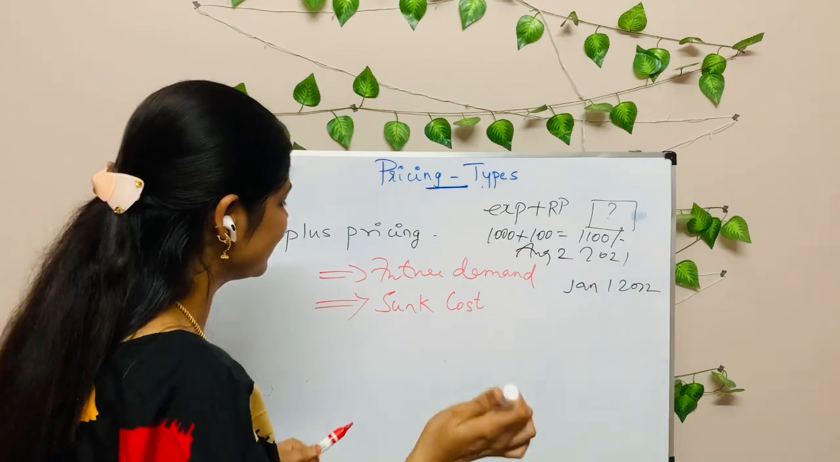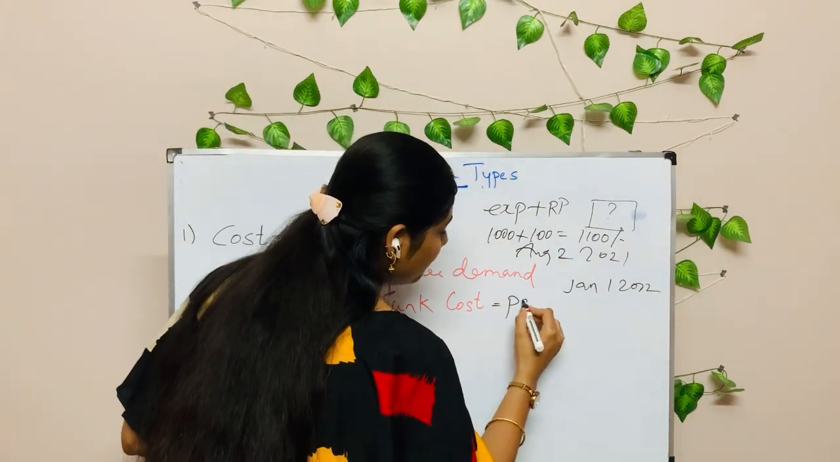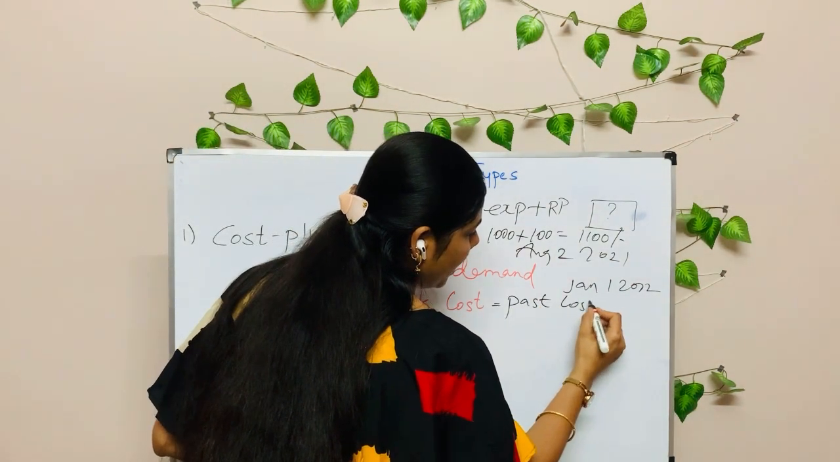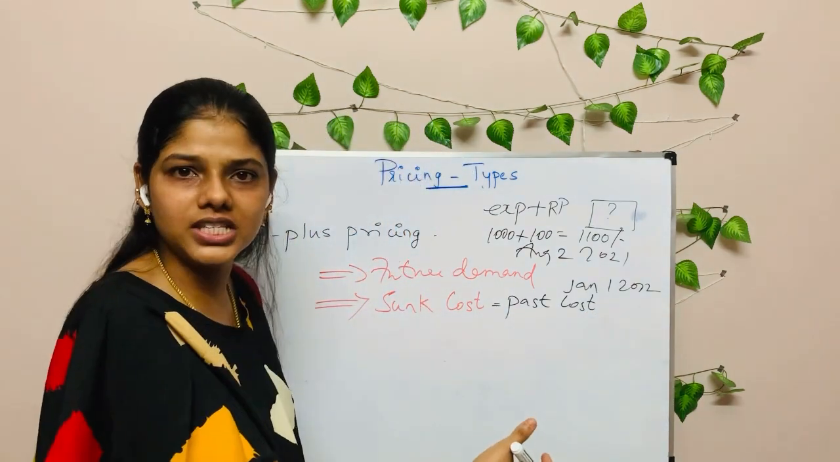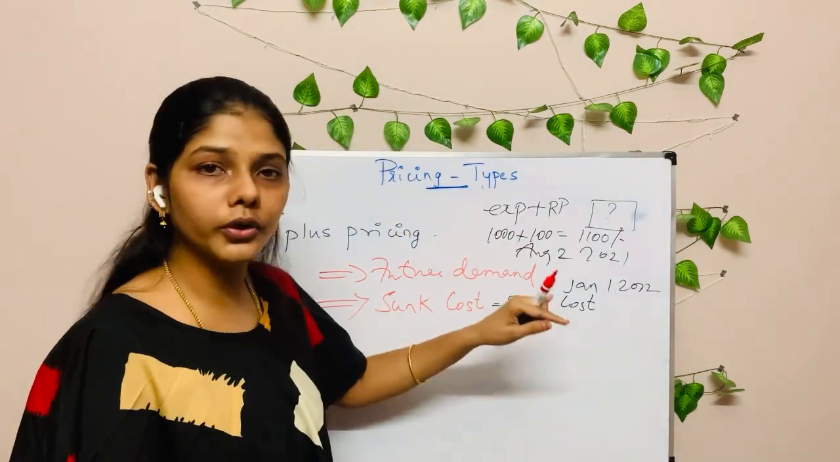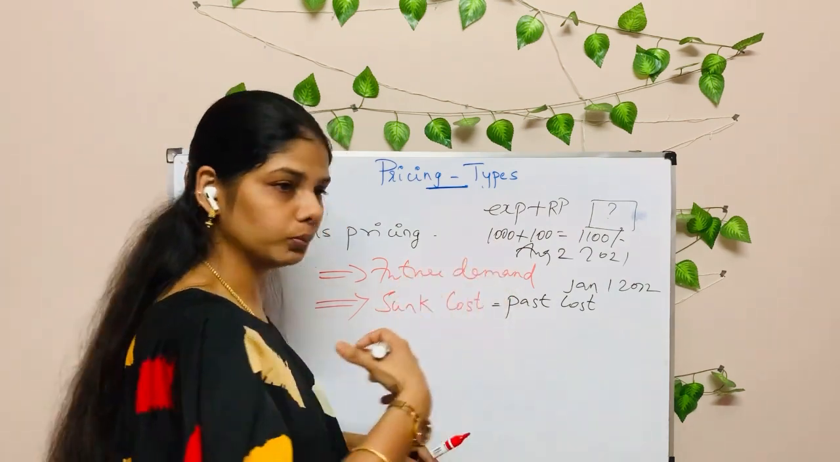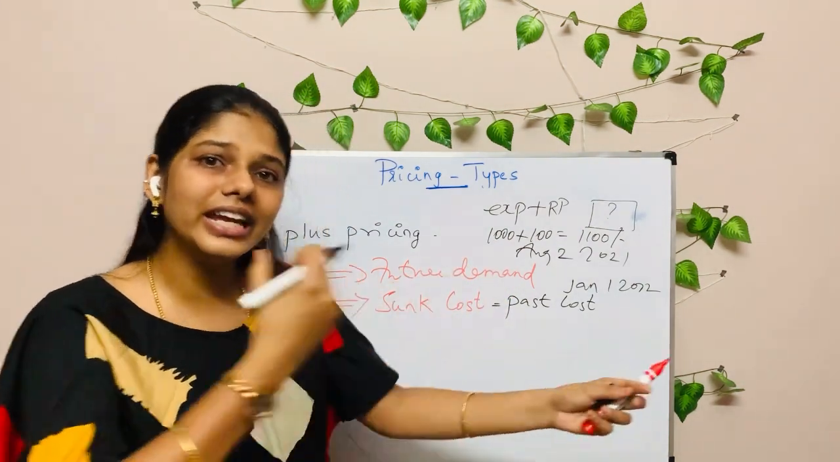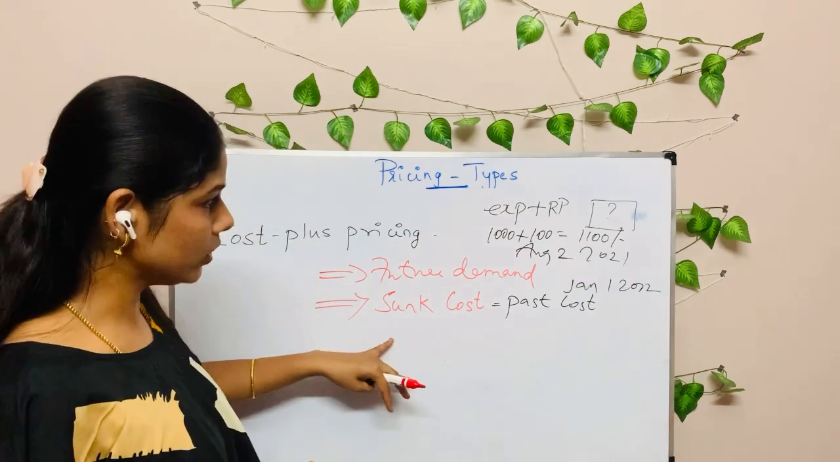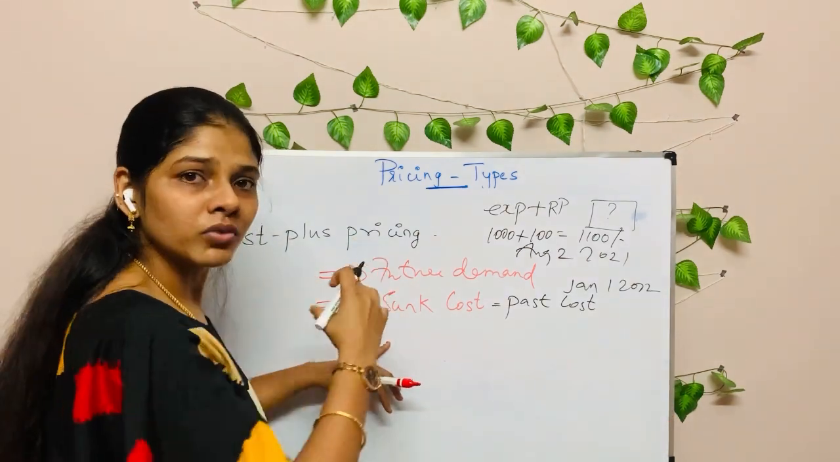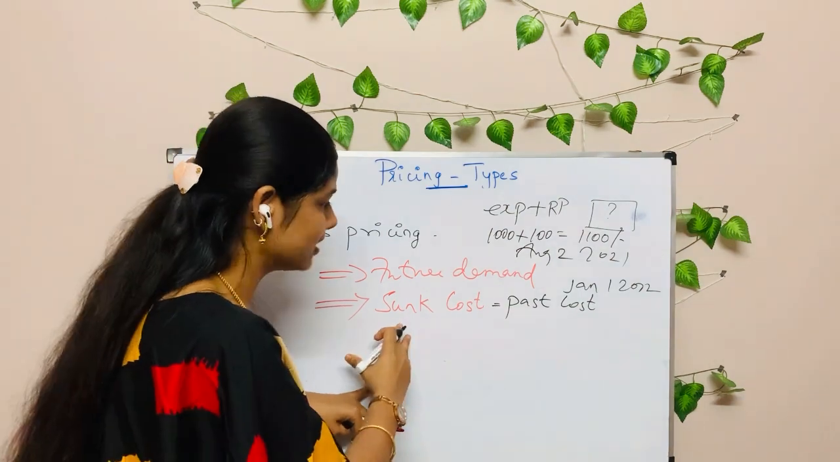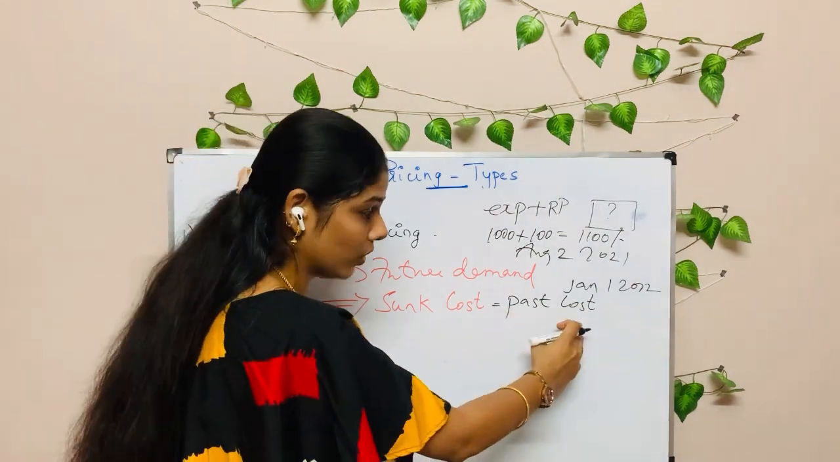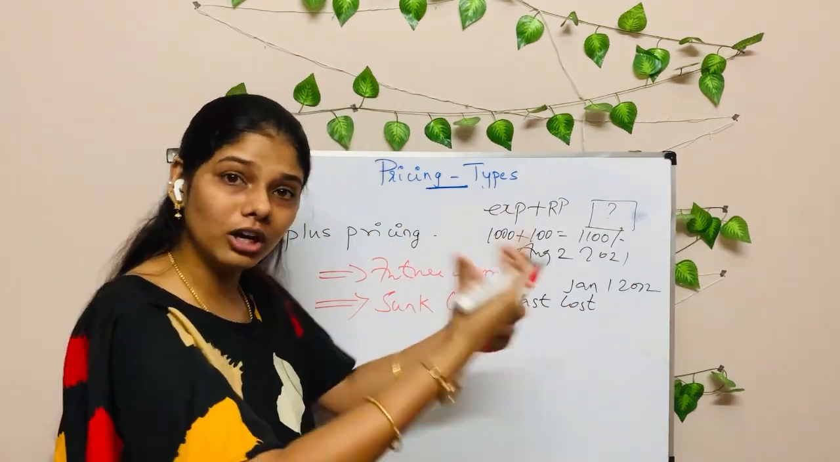The meaning of sunk cost is the past cost, which means all the expenses. To produce a purse I have put in 1,000 rupees as my input, and that is an expense which I cannot take back. Am I right? So here, cost plus pricing gives more importance to the sunk cost, which means past cost which has already been incurred but cannot be taken back.